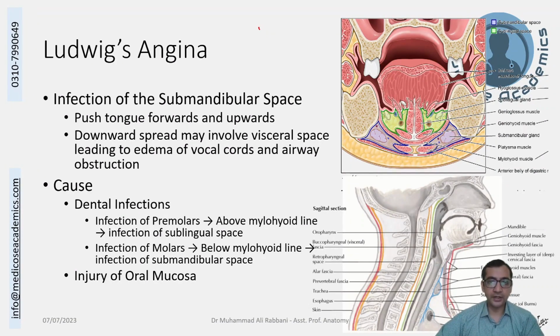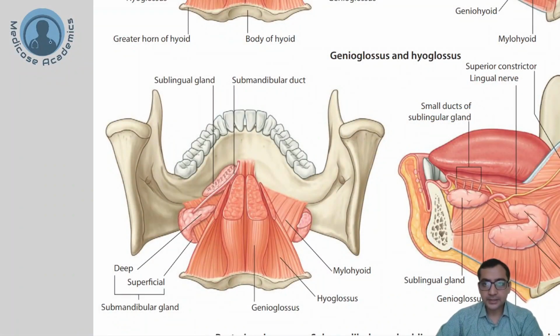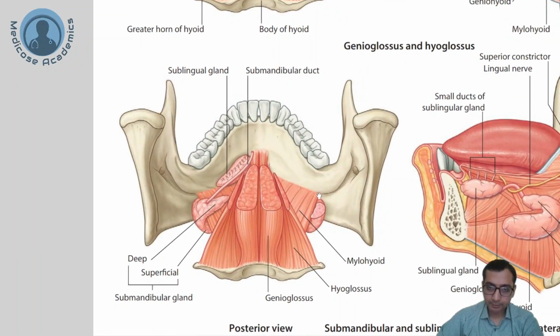And usually, why does it occur? Let me go to the atlas again. If we look at the atlas, you may see that the mylohyoid line is oblique. So the line of attachment of the mylohyoid muscle, posteriorly it is higher, anteriorly it is lower.